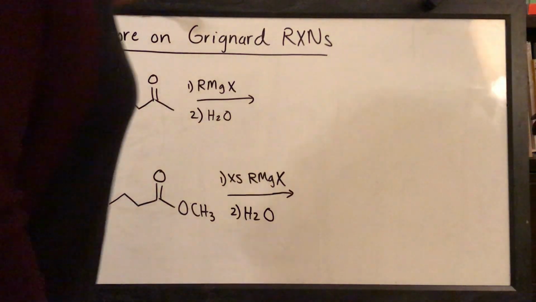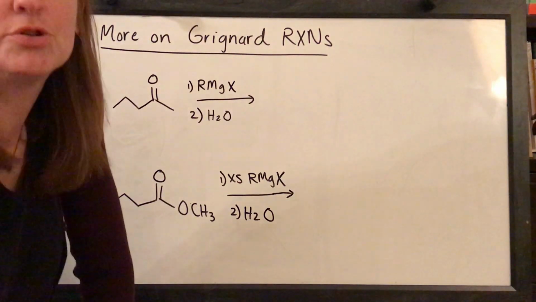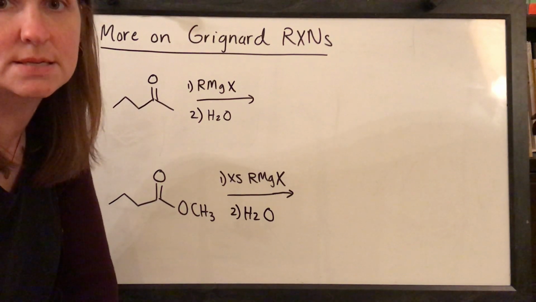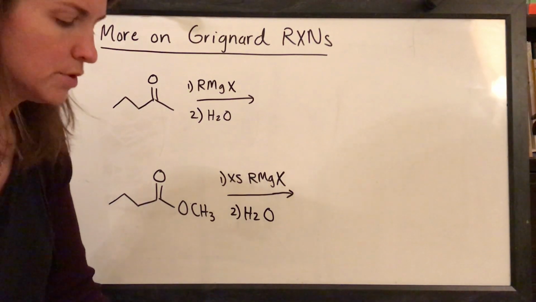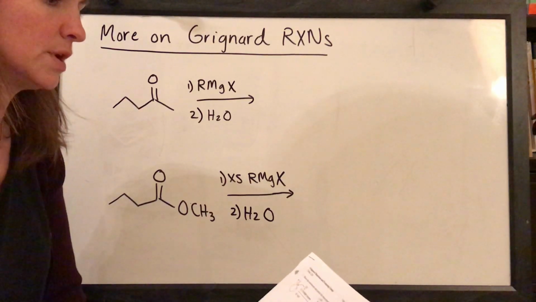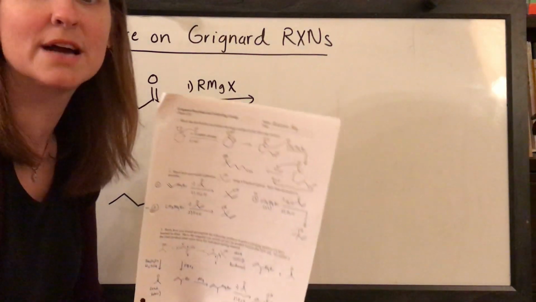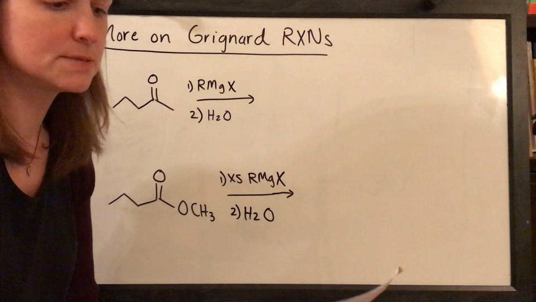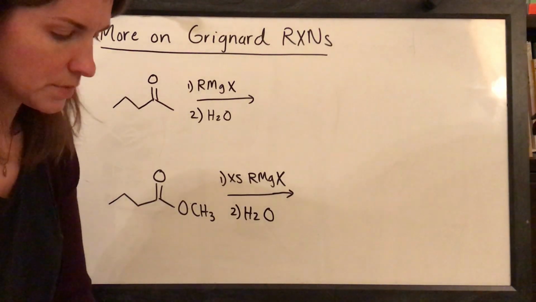Okay, now we're going to get into more detail about Grignard reactions and specifically things we can and can't do with them in synthesis problems. So before you start, you might want to go on Canvas and print out the worksheet that says Grignard reactions and protecting groups. And we're going to work through these problems as we write out our notes.